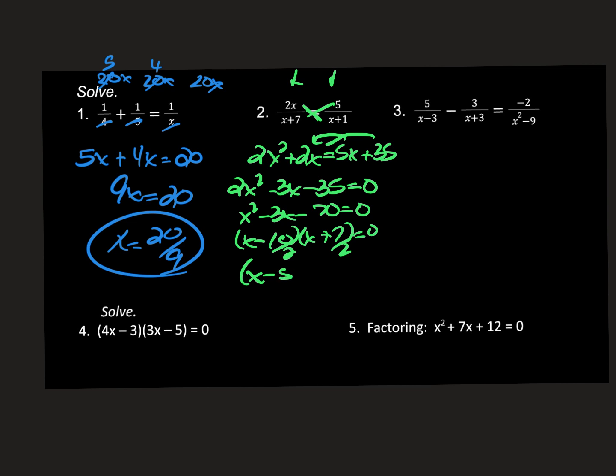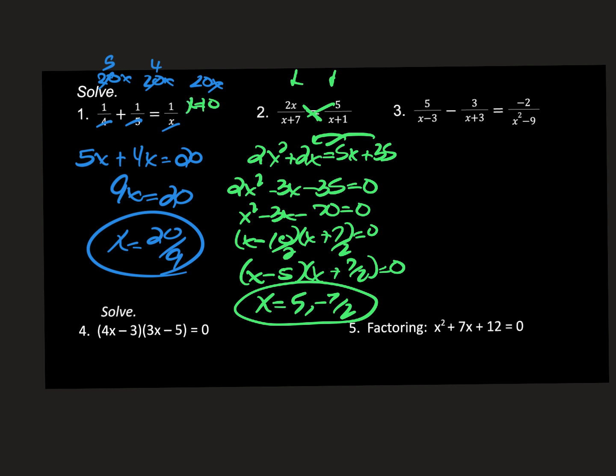That's going to be 5. I'm okay with the 7 halves. If you want to slide it again, you can. But I'm just trying to solve it. So my two solutions would be 5 and negative 7 halves. Now, one thing I haven't mentioned here is that first one I could not have gotten 0 for an answer. And this one I could not get negative 1 or negative 7 because they make the denominator 0.